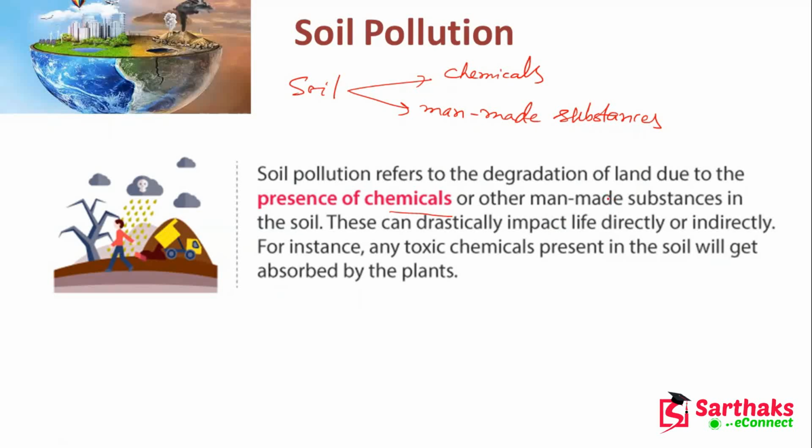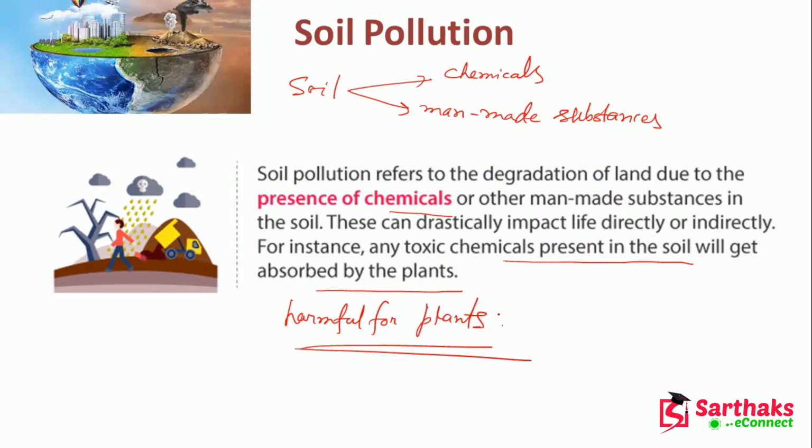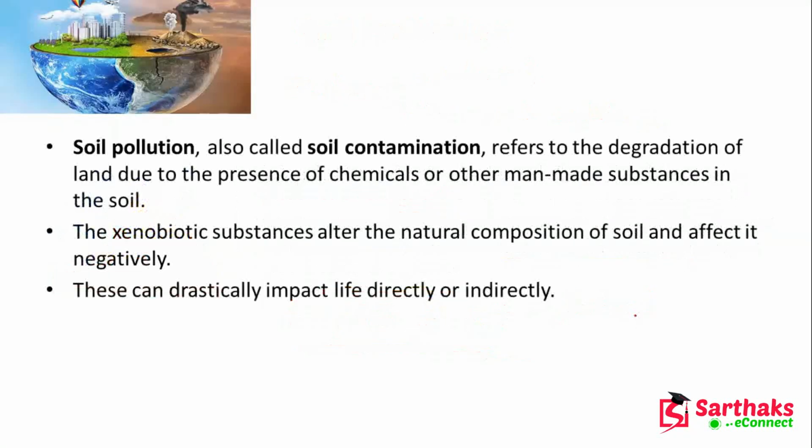This is soil pollution, and it affects our life directly or indirectly. Any toxic chemicals present in the soil will get absorbed by the plants, and that will be harmful for plants. Whenever animals take those plants as food, those animals are also in danger. Soil pollution is also called soil contamination.